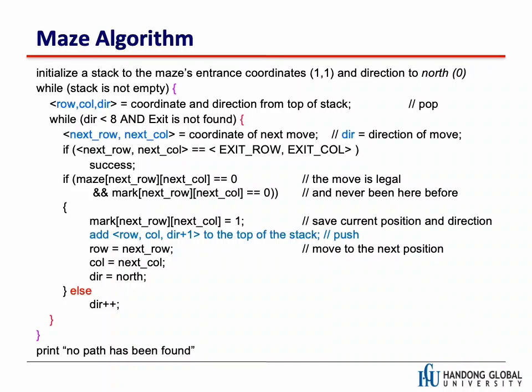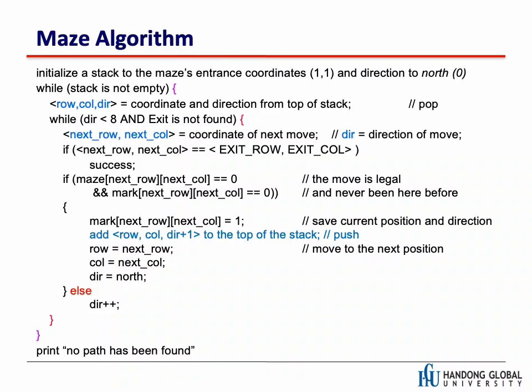In the previous slide, I said whenever we meet a branch, we will push all the alternative options to our stack. But we don't have to push all the options at the same time. In this implementation, when we choose one direction for the next movement, then we push the next direction. Row and col is the current position, and we want to move to next row and next col. But before moving, we push the next direction from the current position. We push row, col, dir plus 1 to the stack. So we save the next alternative option in our stack.